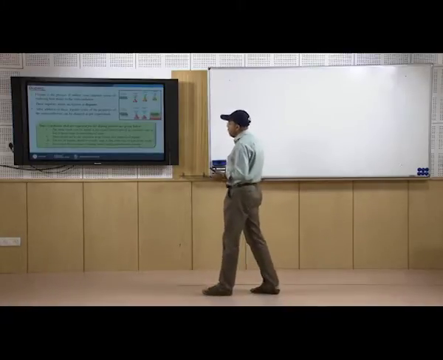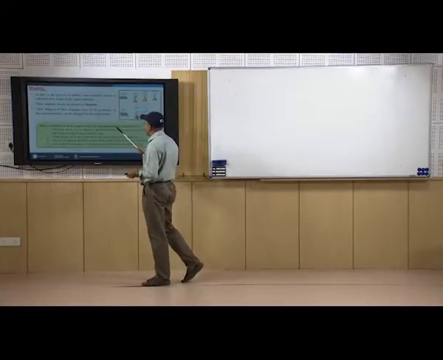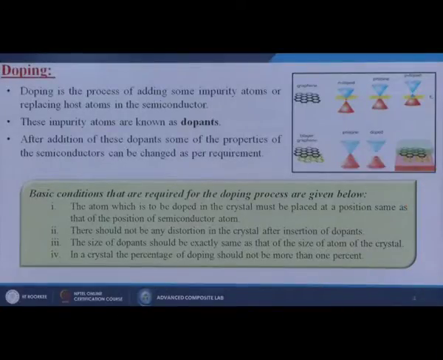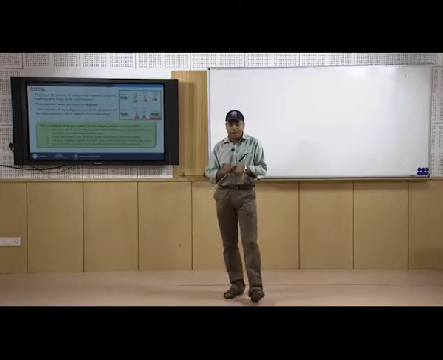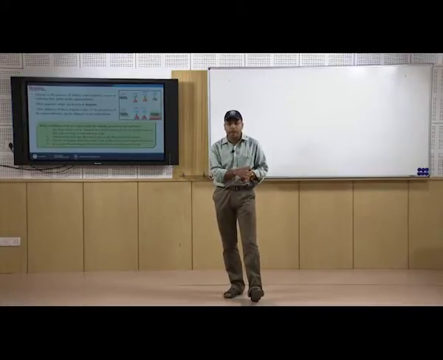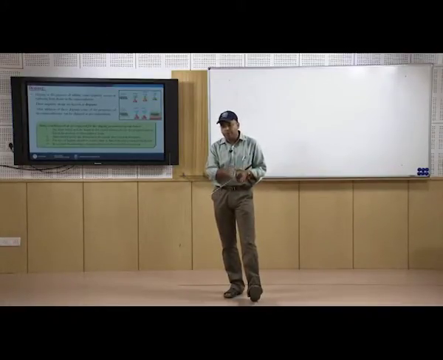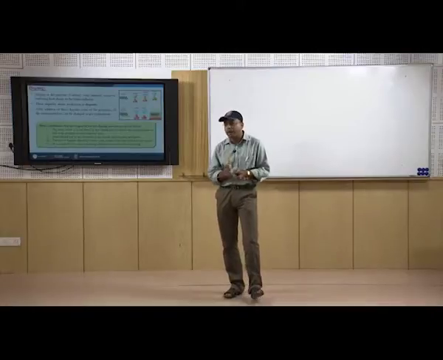Now we have to discuss some basic conditions that are required for the doping process, given below. So what are the conditions? It is not like I am taking some materials and, by some chemical means, just getting a reaction between the two so that one metal or atom is inserted into the other. No, of course it is not like that. There should be some specific conditions, and those specific conditions should be met by the material so that doping can be done.